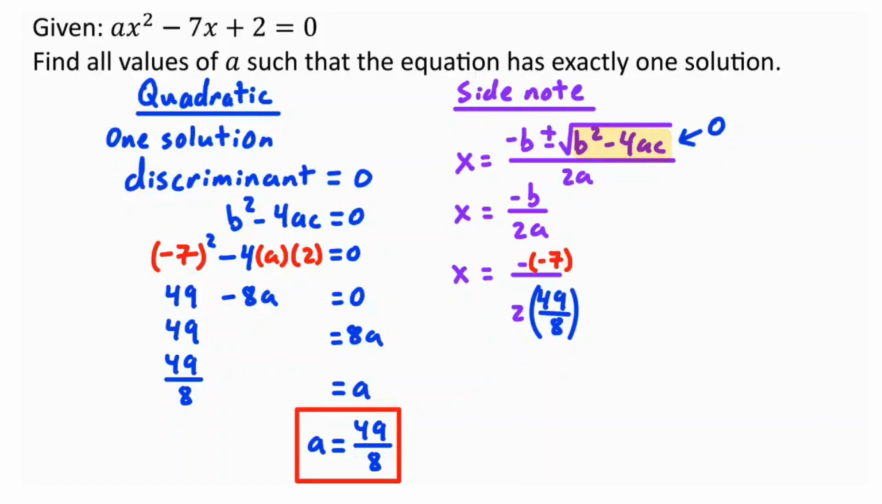Negative 7 over 2 is just positive 7 over 2, whereas 1 divided by 49 over 8 is the same thing as multiplying by 8 over 49. Simplify this, we get x equals 4 over 7. Hence, this has one solution. But is a equals 49 over 8 the only solution? Let's check.